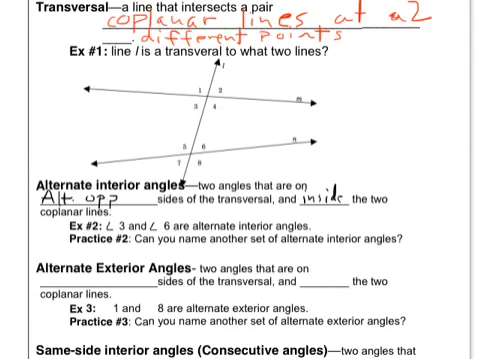Could you name another set of alternate interior angles? Now, if you take a look, 3 and 6, right, they're on opposite sides and inside these lines. Well, 4 and 5 are also on opposite sides and inside these two lines. So you would say angles 4 and 5.